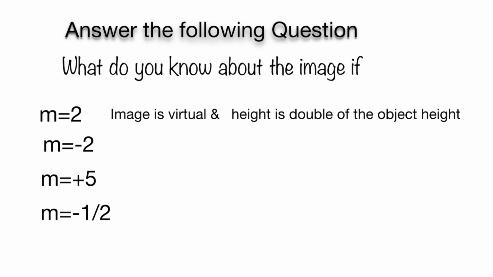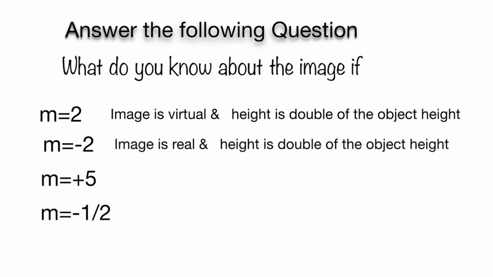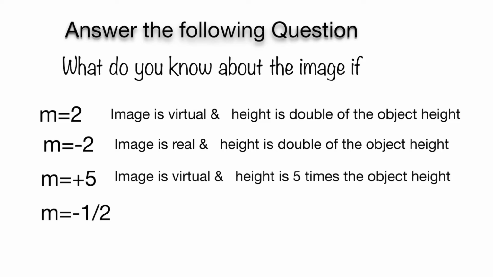In case of m equal to minus 2, the minus sign shows that the image is real and inverted, and this is below the principal axis, and its height is double the object height. Similarly, m equal to plus 5 means the image is virtual and 5 times the object height.